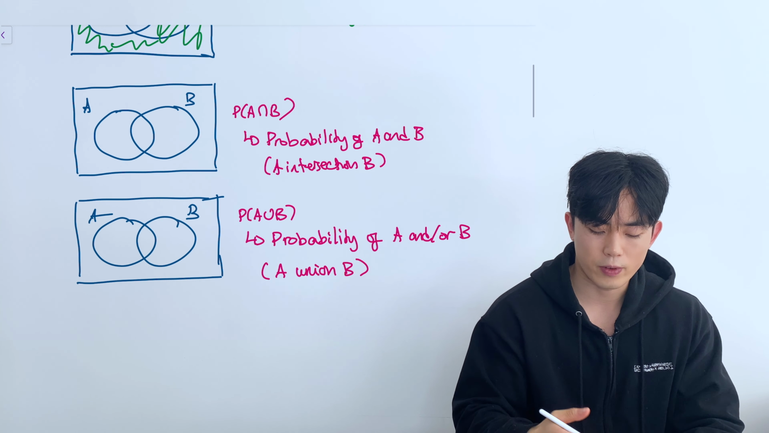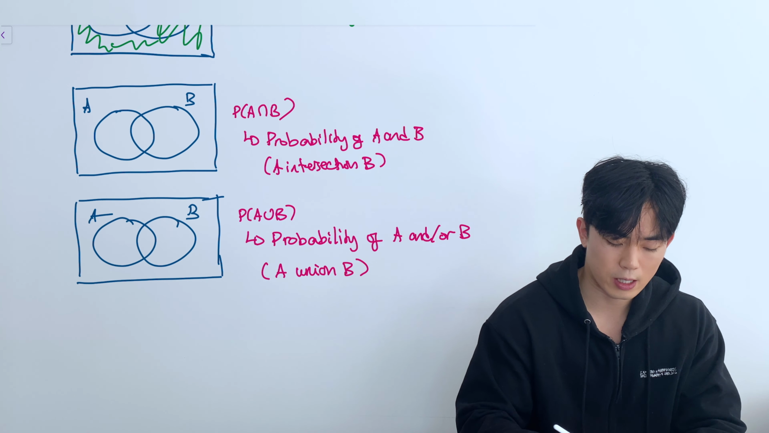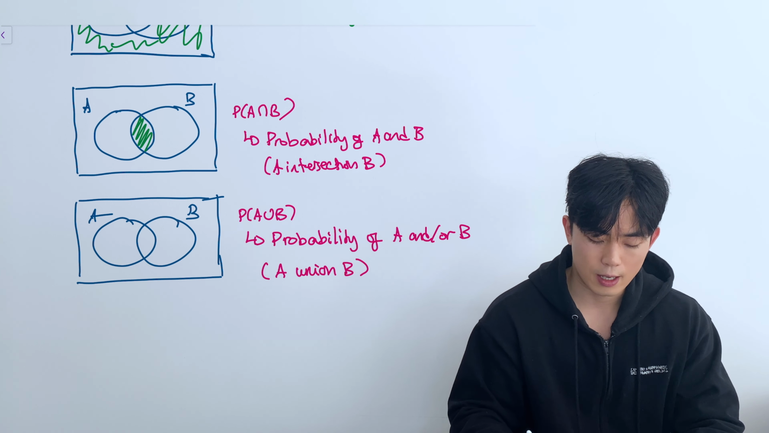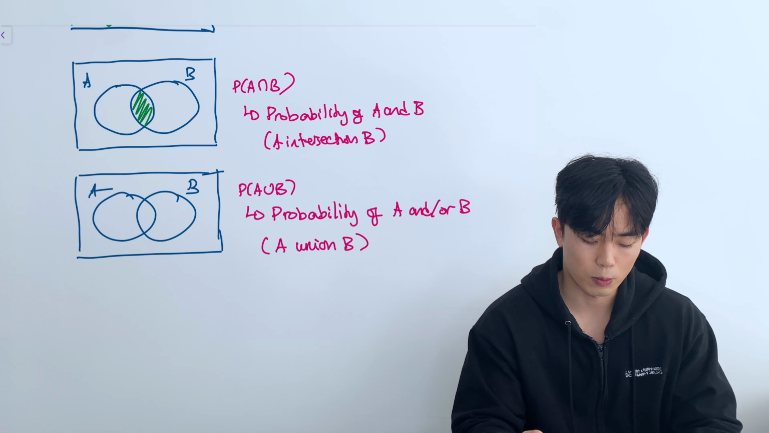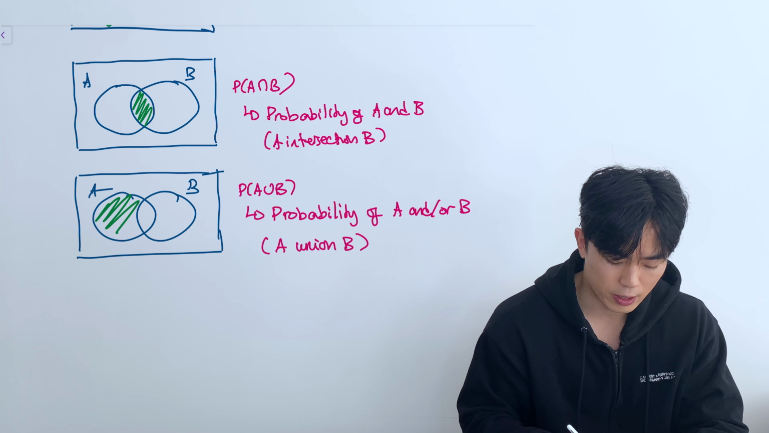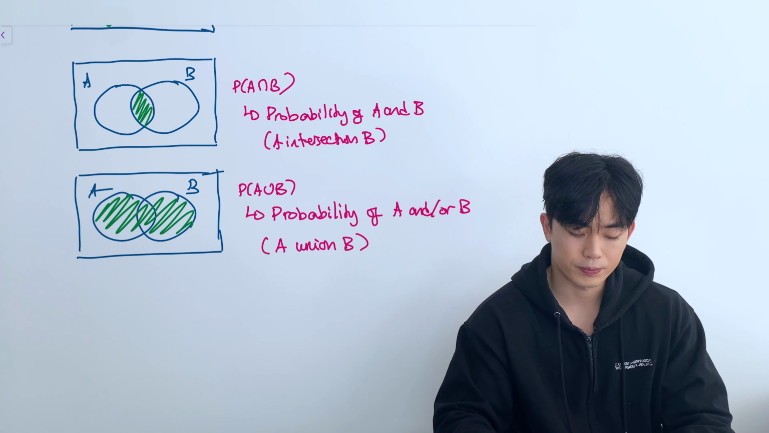Next one, probability of A and B. Sometimes you might read it as A intersection B. It just means this middle part here. And lastly, probability of A union B just means probability of A and/or B, so it represents inside both the circles here. This is a brief recap of what each one is.